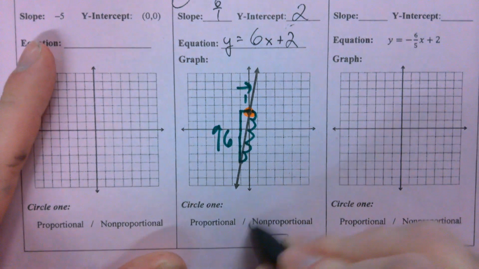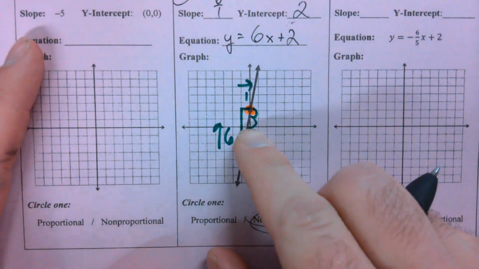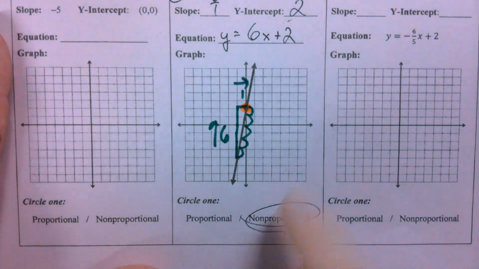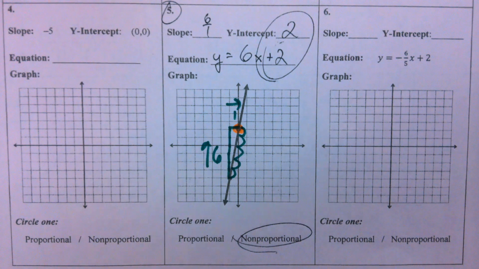All right, this is definitely non-proportional. It does not go through the origin. It's very close to going through the origin, but not quite, so non-proportional. As soon as we see that my y-intercept is some number other than 0, immediately we know it's non-proportional, right?